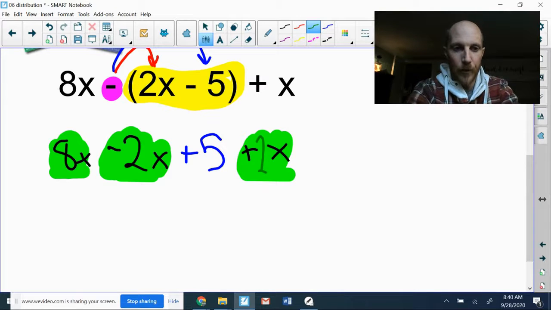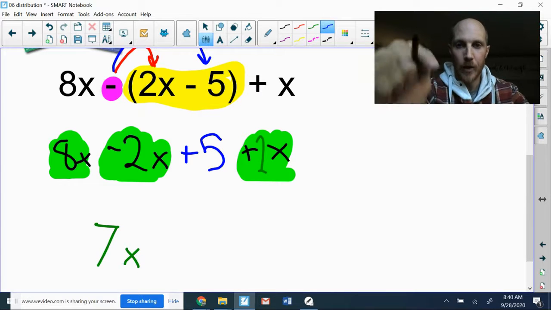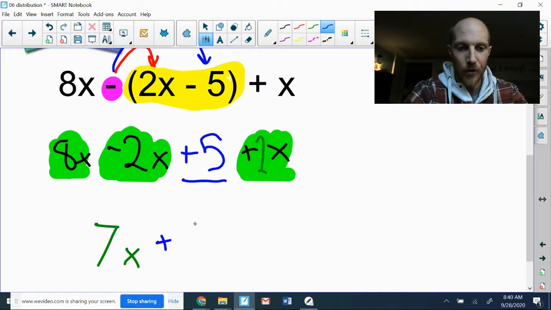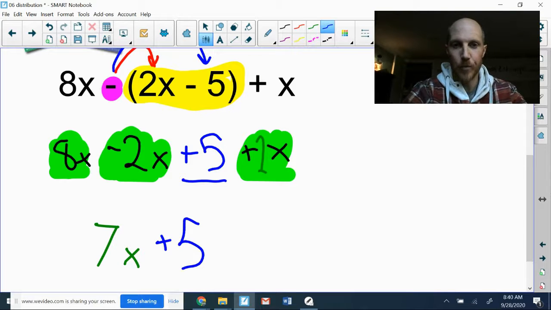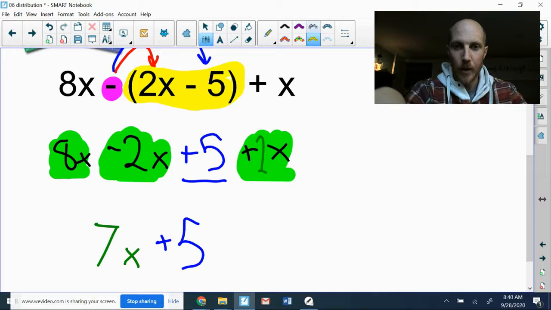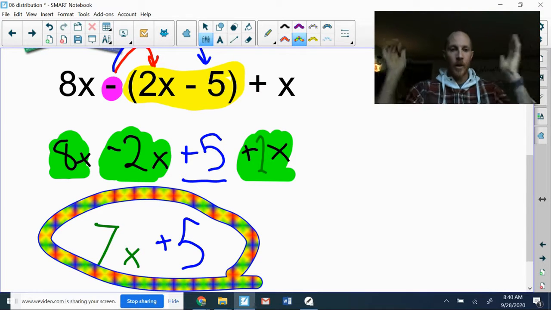So let's go from left to right. 8 minus 2, that's going to be 6, plus 1 more is going to make 7 x's. And then I'm going to look at the other terms that are left. I only have the one constant. That plus 5 right there is the only constant that's in here. So it's not going to change. There's nothing to combine it with. It's going to be a plus 5. And we can circle our final answer. Yay!